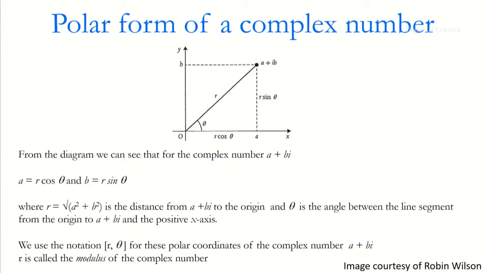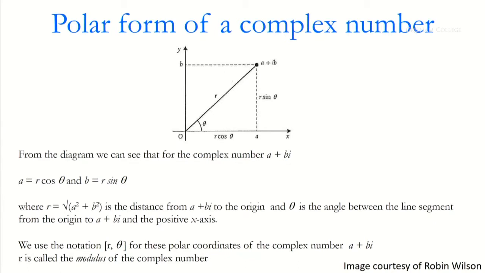get that the distance a is going to be r cos theta, where r is the distance that the complex number is away from the origin, and the imaginary part here is going to be r sine theta. So that means that the complex number a plus bi can be written out as r cos theta plus i r sine theta. And we use the notation r theta for these polar coordinates of the complex number a plus bi.